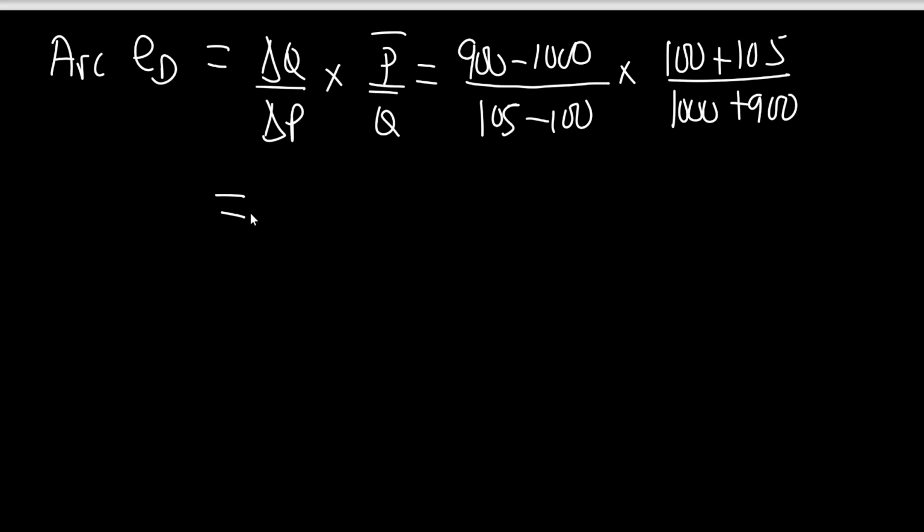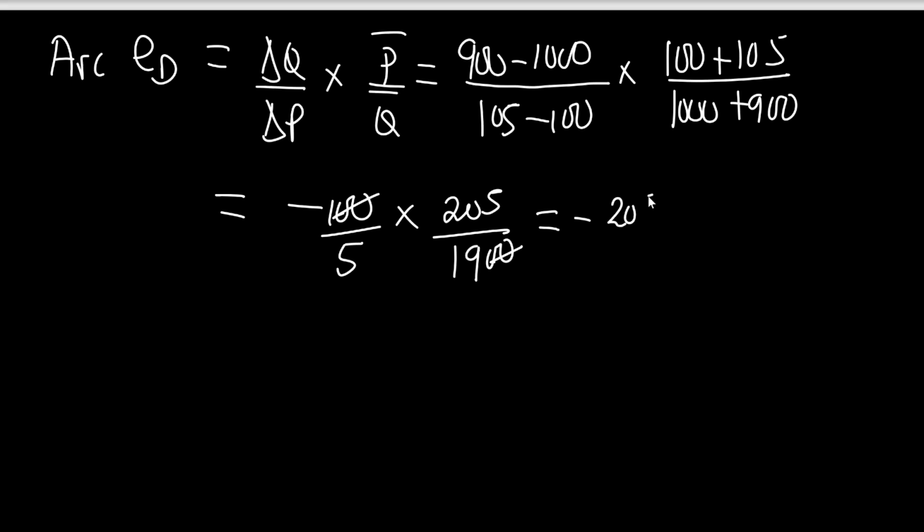And then we solve this. This was minus 100. This is 5 times. If you add these two, 100 and 105, you get 205. Add these two, 1000 plus 900, you get 1900. You can cancel this and that. So you have a negative 205 over 5 times 19. You put this in your calculator, you should get minus 2.16 to two decimal places.